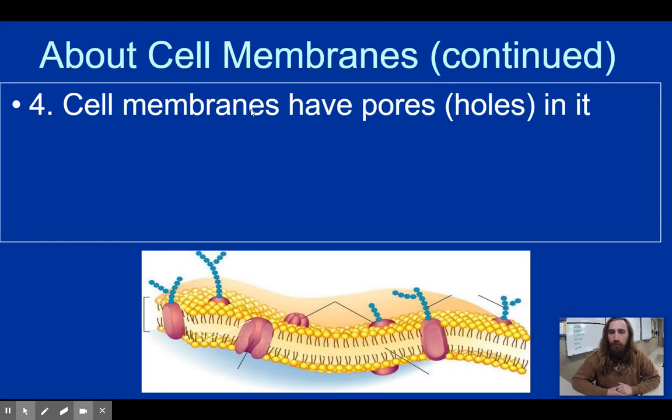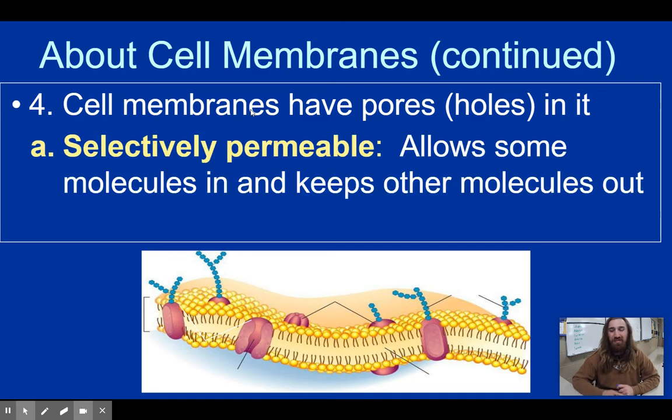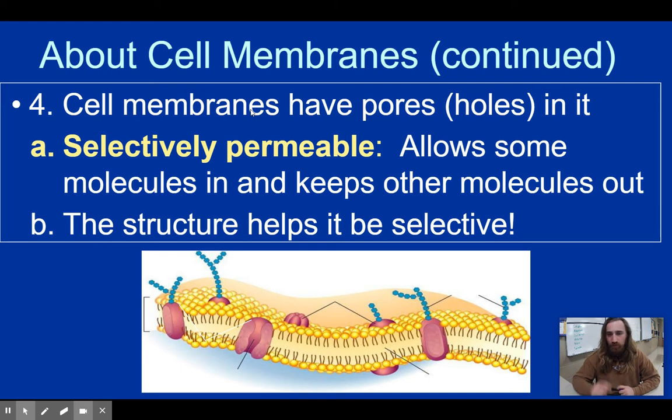Now, cell membranes, guys, do have pores. They have holes in them. And this means that they're selectively permeable. Now, the term selectively means that it allows some things and it does not allow some things, and it keeps the other molecules out. And the structure helps it be selective.